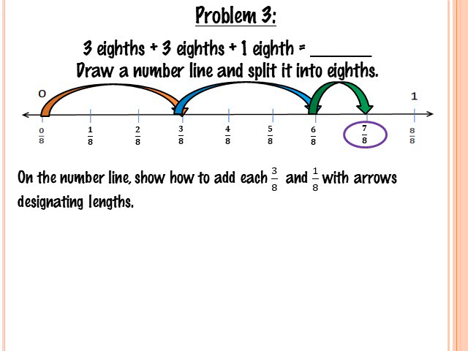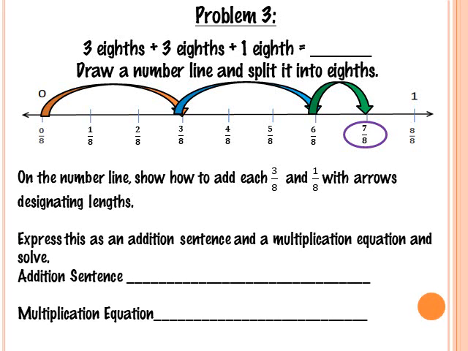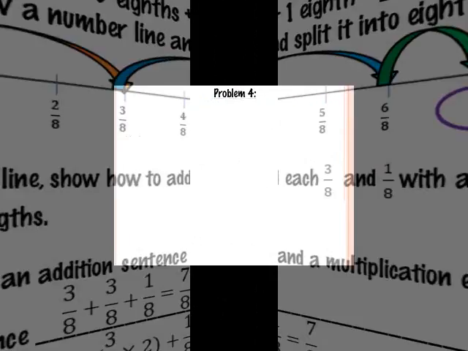Let's go ahead and put this in addition and multiplication. The addition sentence that we're going to have is 3/8 plus 3/8 plus 1/8 equals 7/8. And of course, you could have written that any way you wanted. You could have written it with 1/8 first plus the 2 3/8, or you could have put a 3/8, a 1/8, and then a 3/8 afterwards. I just chose 3/8 plus 3/8 plus 1/8 equals 7/8. Our multiplication equation is 3/8 times 2, since there are 2 3/8, plus an additional 1/8 equals 7/8. Again, you could have written the 1/8.